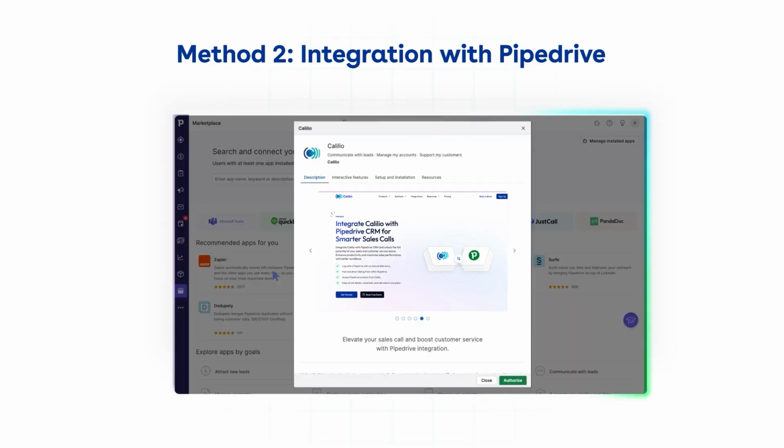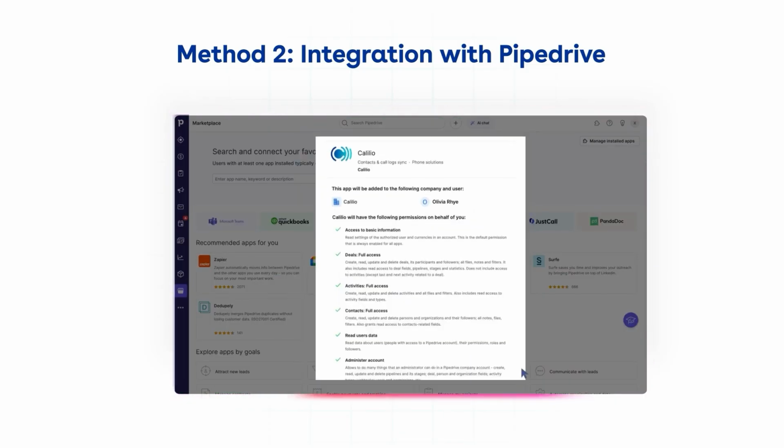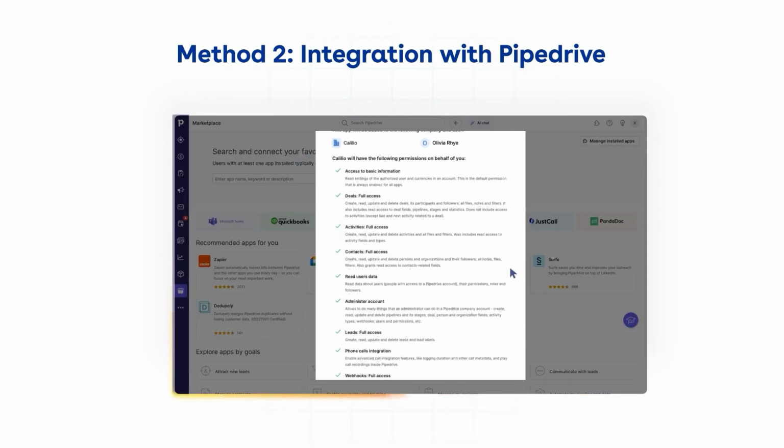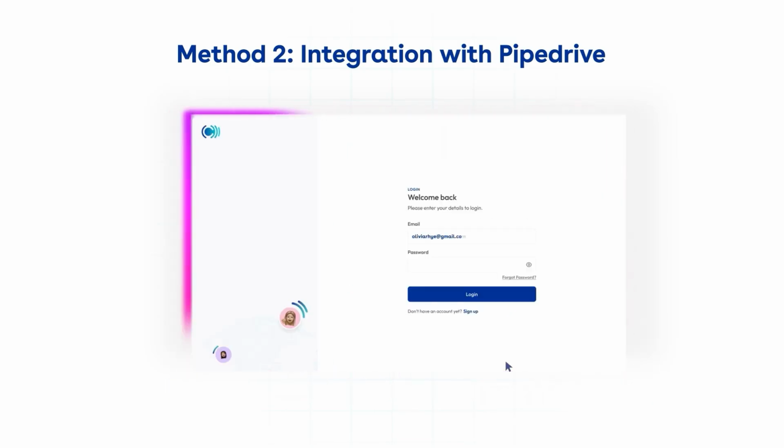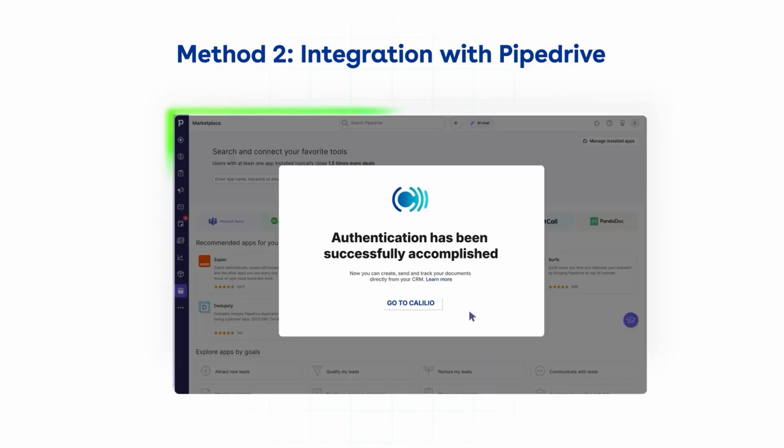4. Select the Calilio app, and on the integration page, click Authorize. 5. Review the terms and conditions, then click Allow and Install. 6. You'll be redirected to Calilio's login page if you're not already signed in. If you're logged in, you'll go straight to the integration confirmation page.